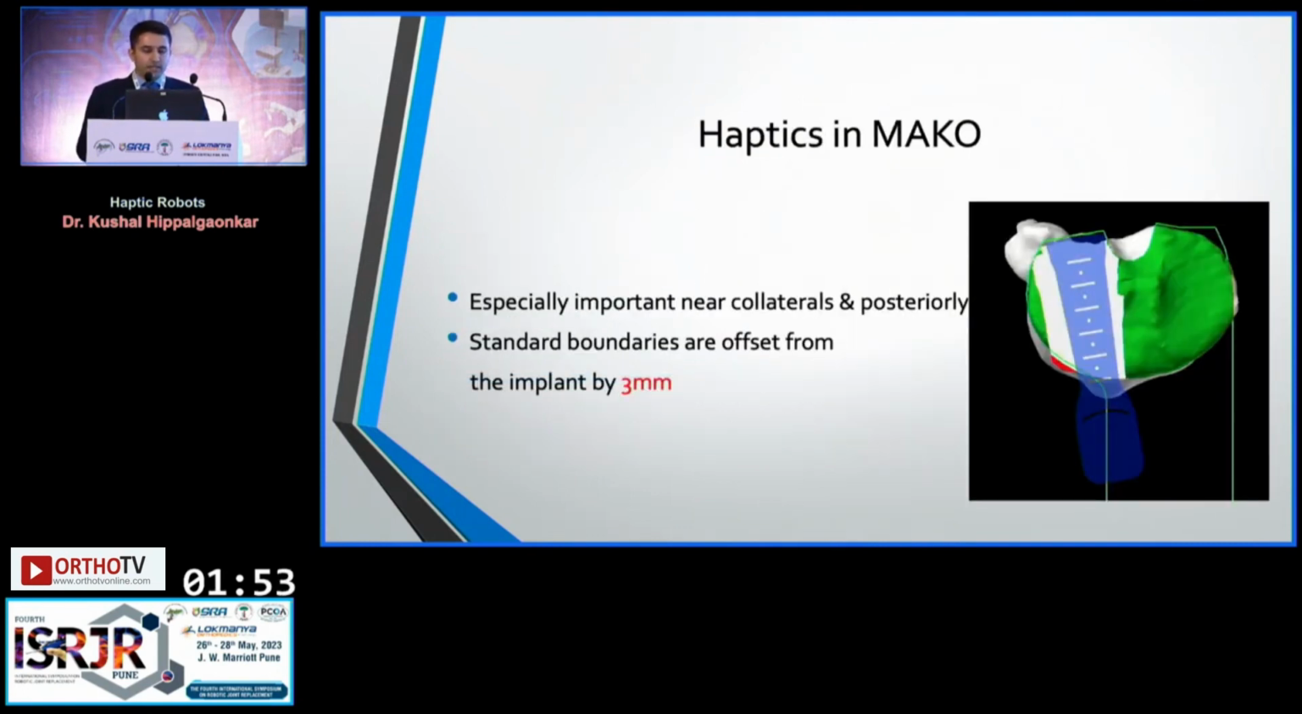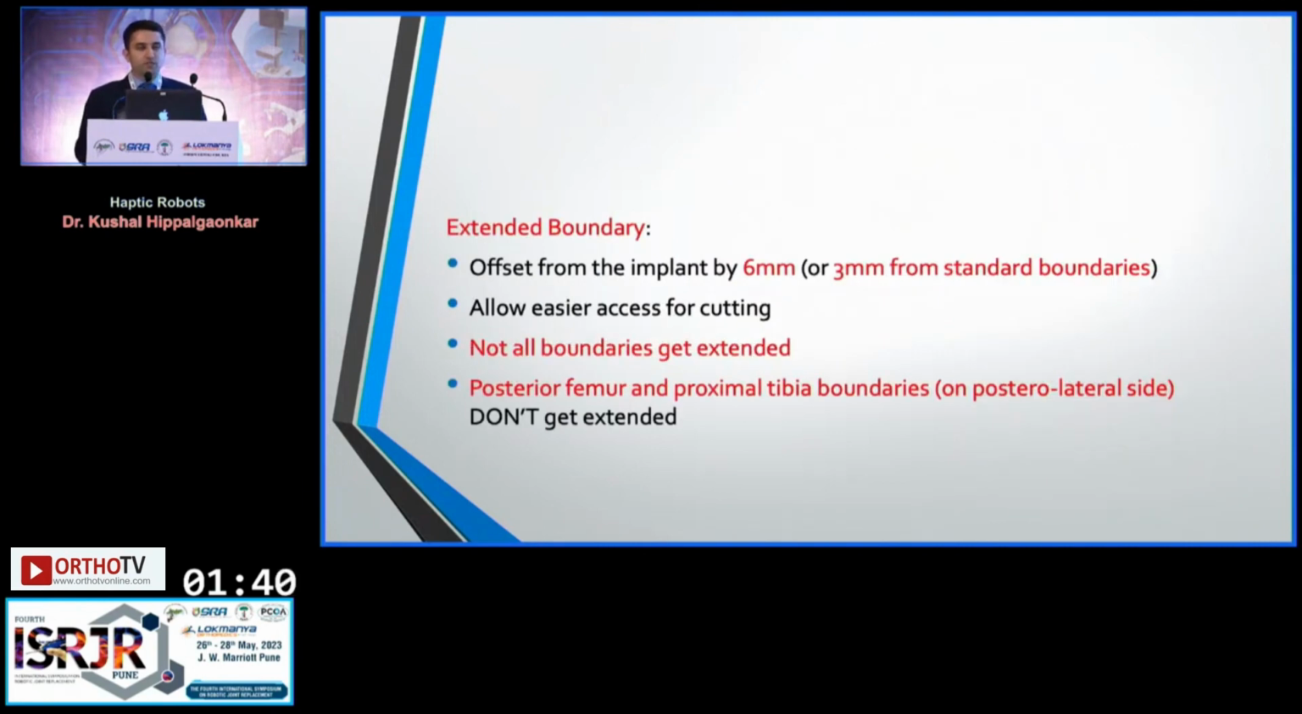In the Mako, it's especially important near the collaterals and then posteriorly near the neurovascular structures. The standard boundaries are offset from the implant by 3 millimeters. So that's your standard boundary. Then there is also a concept of an extended boundary. It is offset from the implant by 6 millimeters or 3 millimeters away from the standard boundary. So this is given so that there is an easier access for cutting. Sometimes the boundary gets too tight for us to move. So to ease the efficiency, an extended boundary is given.